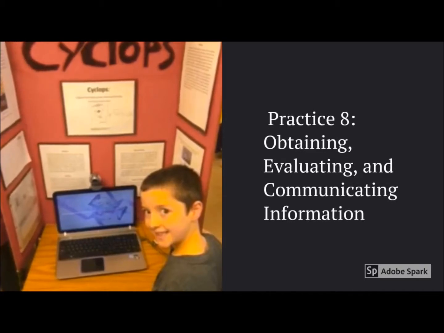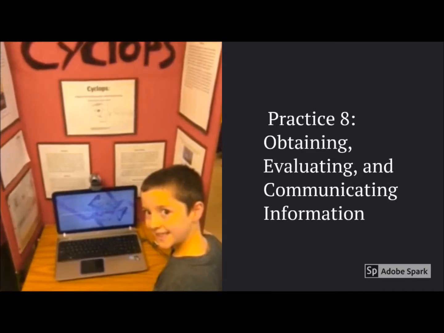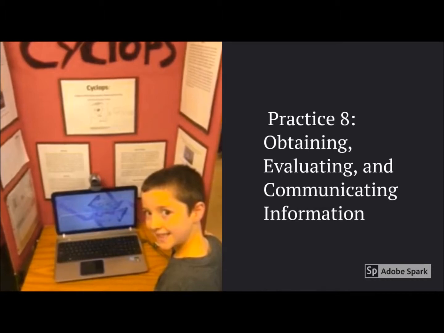Practice 8 is obtaining, evaluating, and communicating information. Being able to read, interpret, and produce scientific and technical text is a fundamental practice of science and engineering, as is the ability to communicate clearly and persuasively.